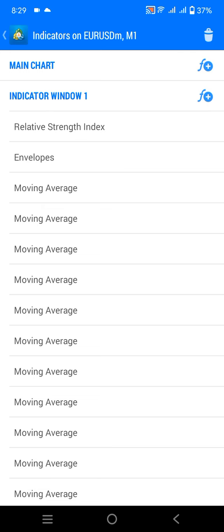So first of all, you have to look at RSI, after Envelopes, and then move ahead.